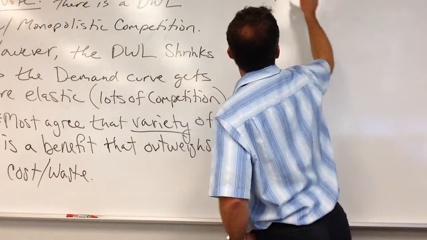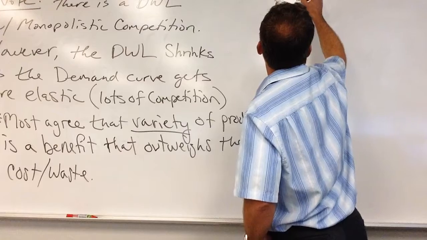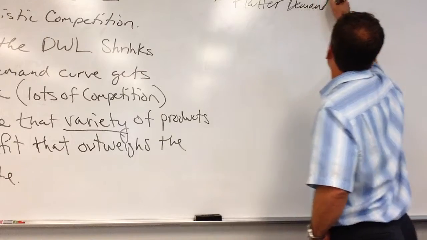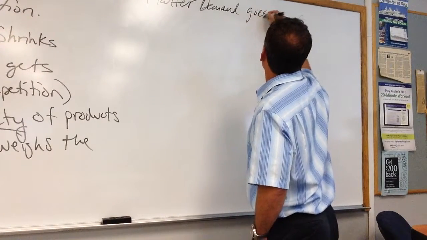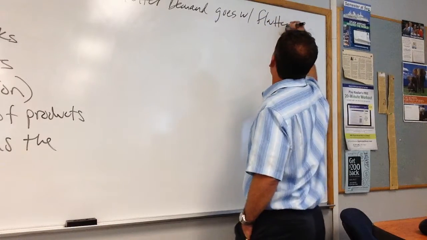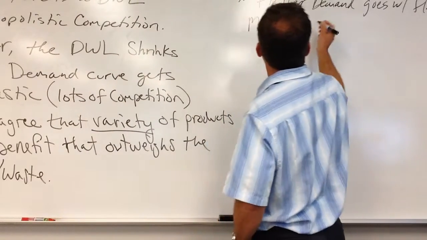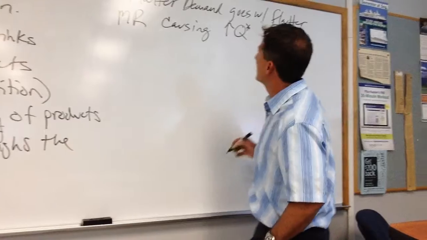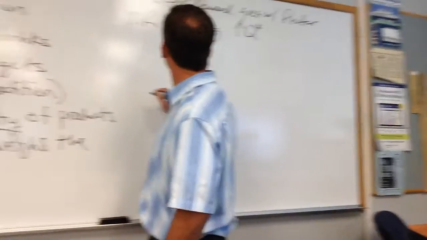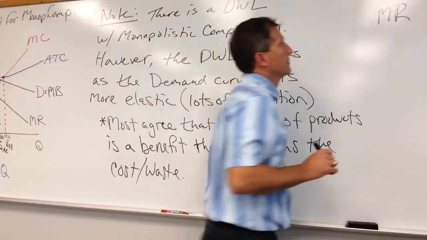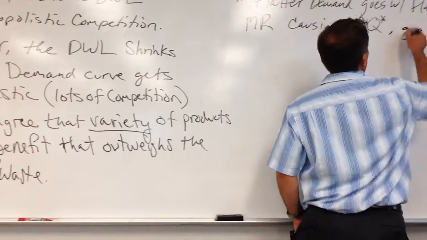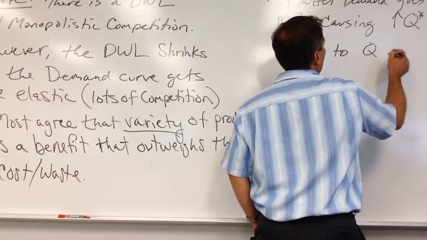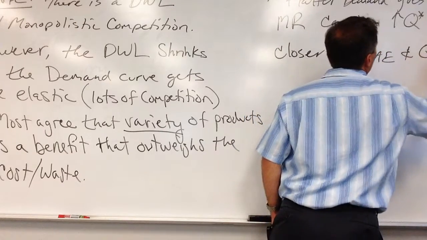This is kind of, I guess, the last bullet here. Flatter demand goes with flatter marginal revenue, causing an increase in Q star. Getting closer to QAE and QPE.